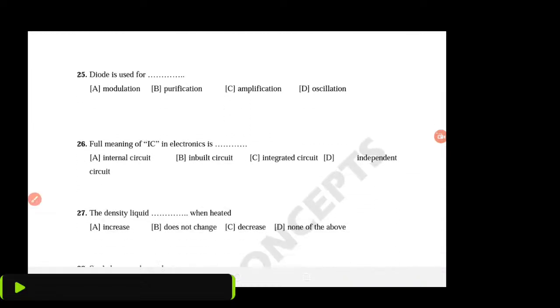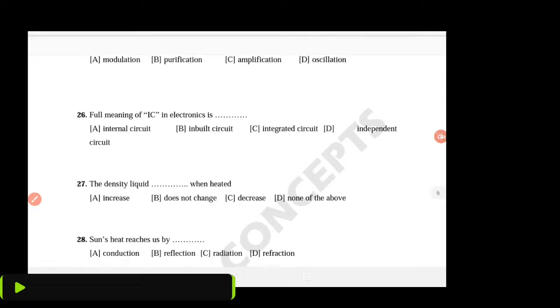In question number 25, the question says diode is used for, like in the previous question I've talked about, the diode is used for modulation, it's used for purification, it's also used for oscillation. The only thing you don't use diode for is amplification, which we use transistor for.